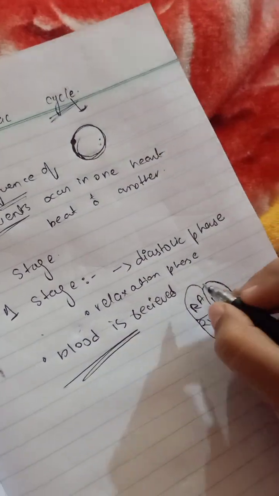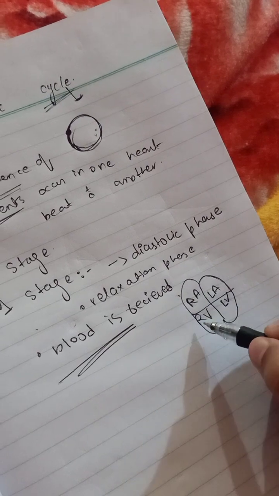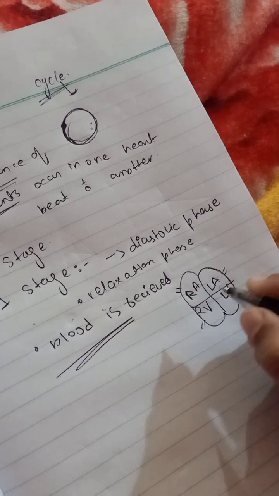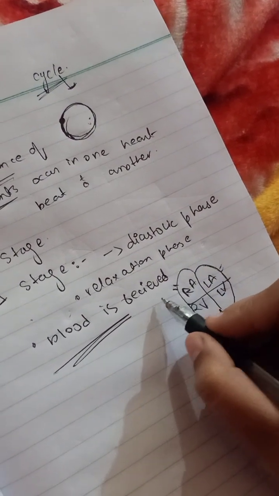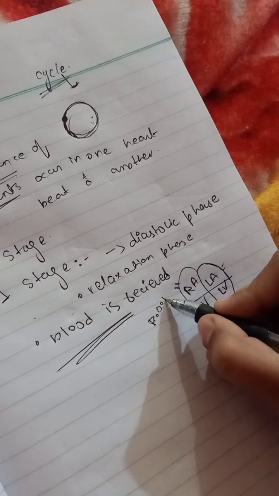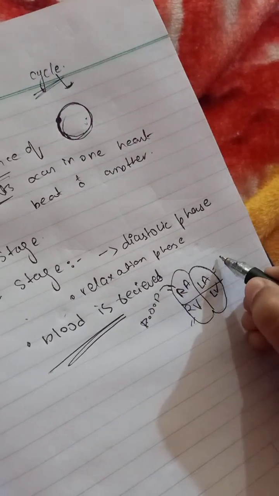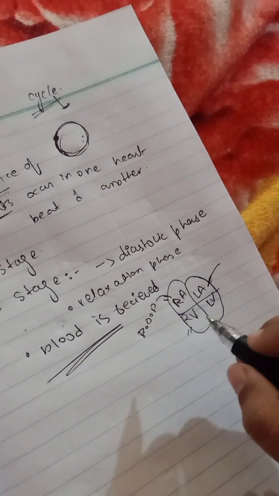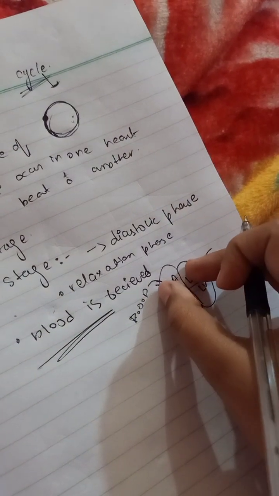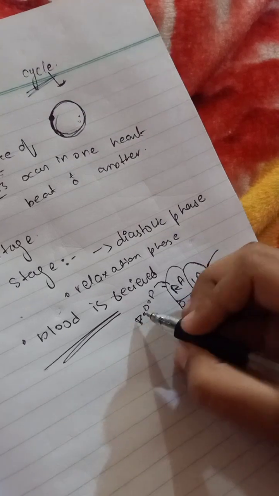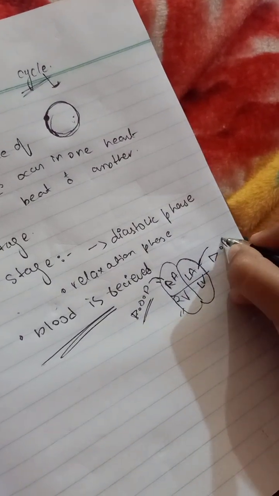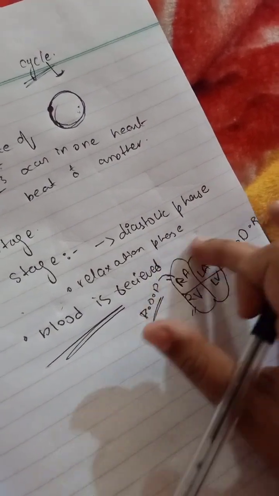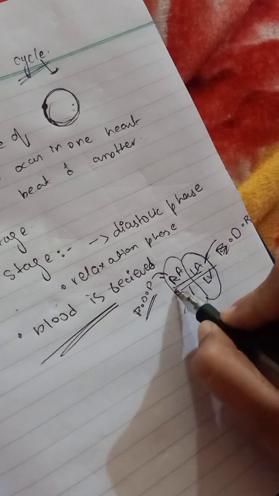In this phase, the blood is received in the chambers. Here we have the superior and inferior vena cava, and here we have the pulmonary vein. The deoxygenated blood will move toward the right atrium, and from the pulmonary vein the blood will move to the left atrium. These chambers are relaxed. The right atrium is receiving deoxygenated blood, and the pulmonary vein is receiving oxygenated blood. All the chambers are relaxed.